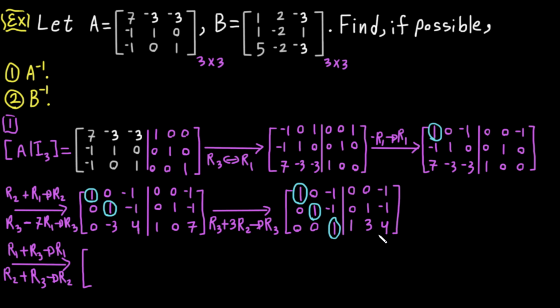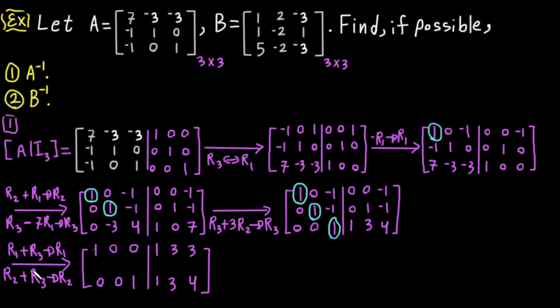The third row remains the same, so I will speed it up here. Now row 1 plus row 3 in row 1: 1 plus 0, which is 1, 0 plus 0, which is 0, -1 plus 1, which is 0, 0 plus 1, which is 1, 0 plus 3, which is 3, -1 plus 4, which is 3.